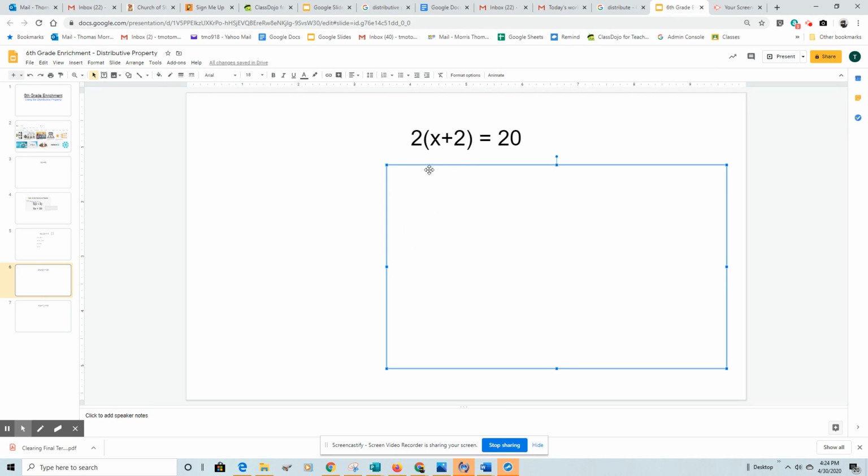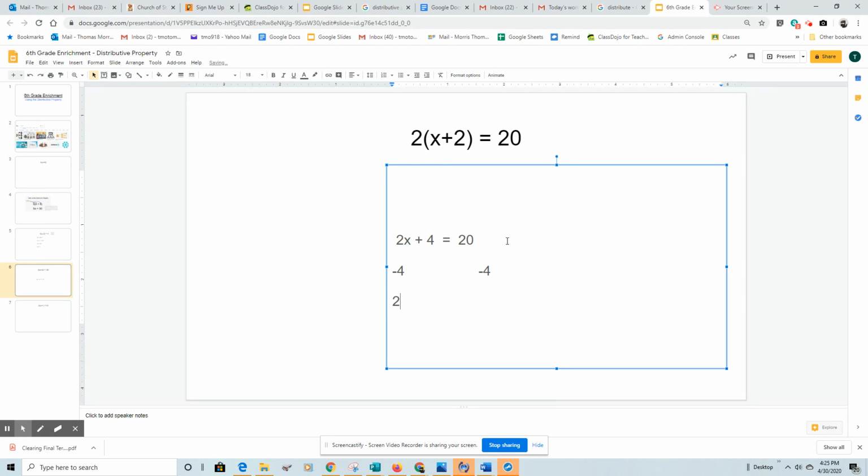Okay, I'm going to try this next one. All right, so I'm going to distribute first. 2 times the inside, right? So 2x plus my second number, 2 times 2, which is 4, equals 20. Now I need to solve for x. How do I do that? I want to get rid of plus 4 there. So I am going to now subtract 4 on that side. And I'm going to subtract 4 on this side.